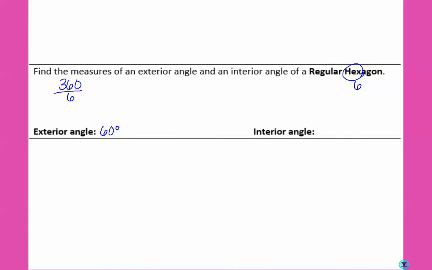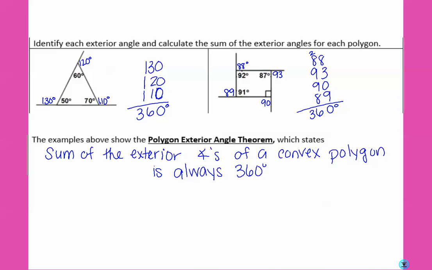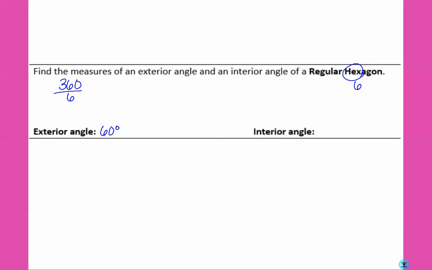Now, like we talked about on the quadrilateral and the triangle, we knew the exterior and the interior always formed a line. So an exterior plus an interior always has to equal 180. So if my exterior is 60, my interior angle plus my exterior has to equal 180. So my interior angle would have to be 120 degrees.